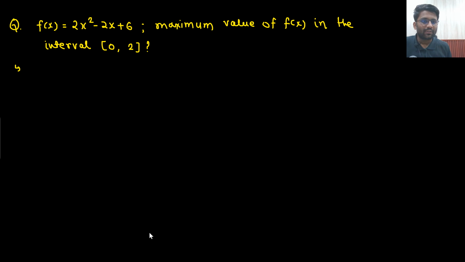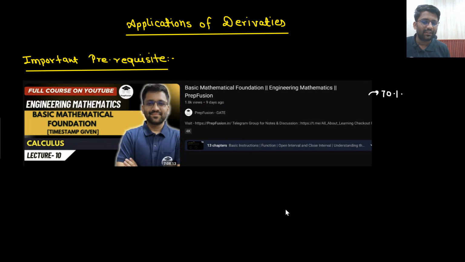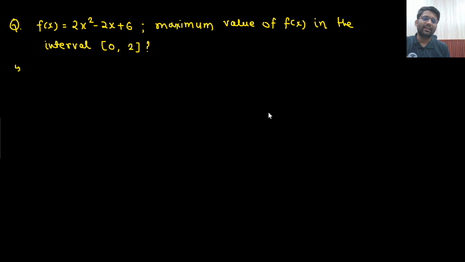Directly, sir, you are starting with the question? Where is the concept? The concept is given here. So these kind of questions we have seen. It's just that the f(x) graph is given. You need to draw the graph and tell me the maximum value of f(x) in the interval 0 to 2. So how will you do it? Sir, I will draw the graph. Do you know how to draw the graph?